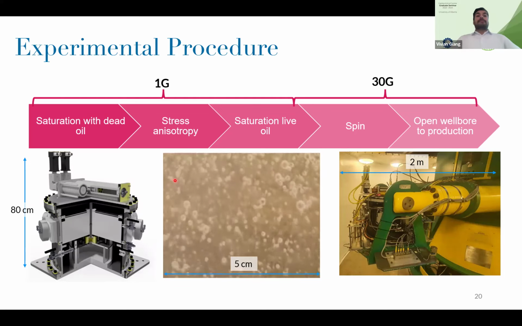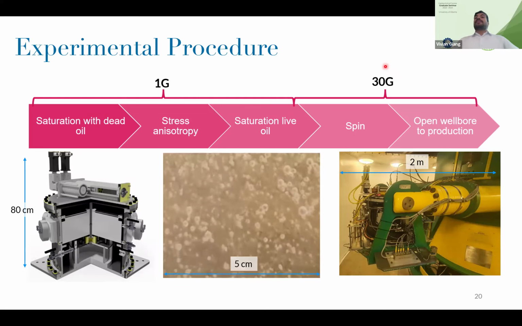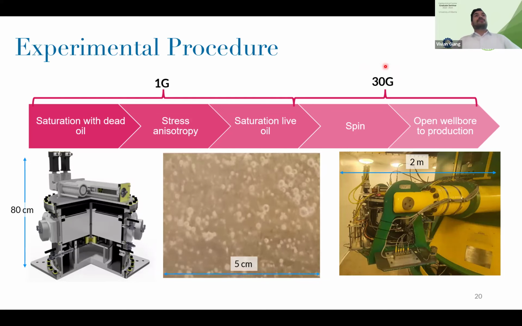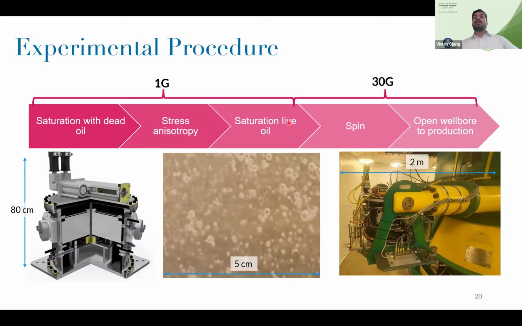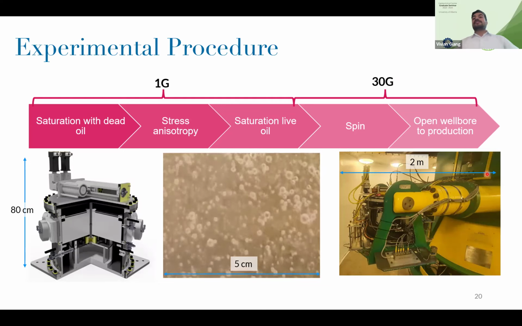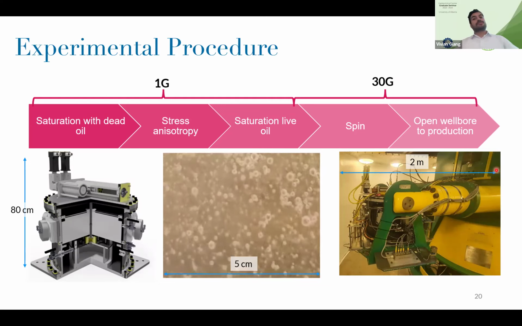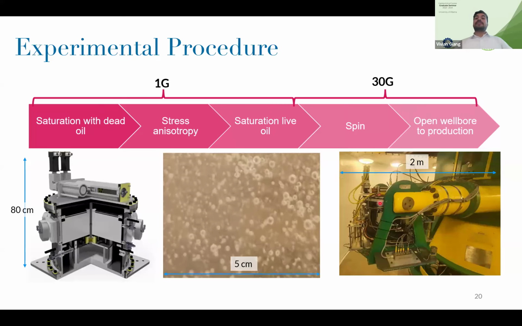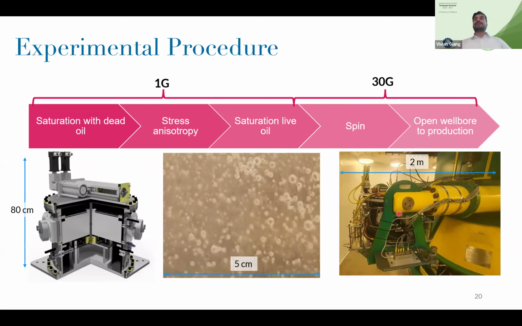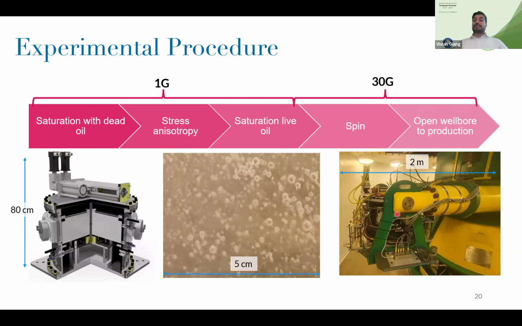And this happens at 1 G. After that, we spin at 30 Gs. Again, 30 Gs is 120 RPMs. So twice per second, this is going to rotate in a centrifuge that is a beam centrifuge that is here at the university, 2 meters arm, and you are spinning 400 kilograms in that twice per second.